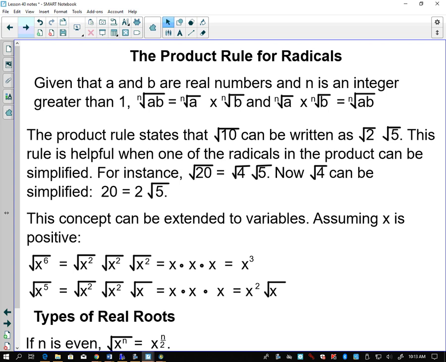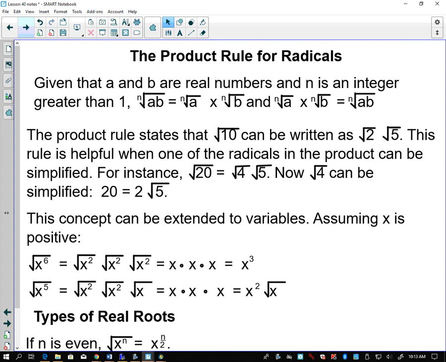The product rule states that the square root of 10 can just as easily be written as the square root of 2 times the square root of 5. So this rule is helpful when one of the factors of the product can be simplified. For instance, if I have the square root of 20, I can break it down into other factors. 20 can be broken down into 4 and 5. So the square root of 4 times the square root of 5 is the square root of 20.